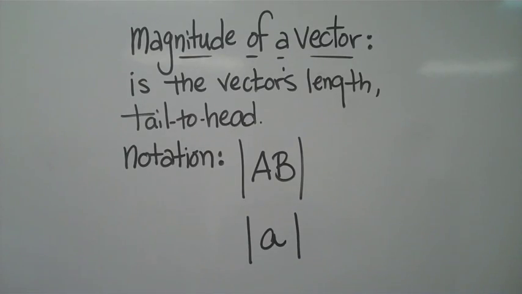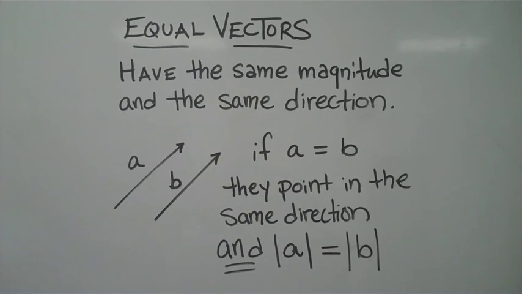The magnitude of the vector is the vector's length, placed tail to head. The notation is |AB|, or |a|, put in absolute value signs, noting that the magnitude of a vector is always positive. Equal vectors have the same magnitude and the same direction. If vector a equals vector b, that means that they point in the same direction and the magnitude of a is equal to the magnitude of b.